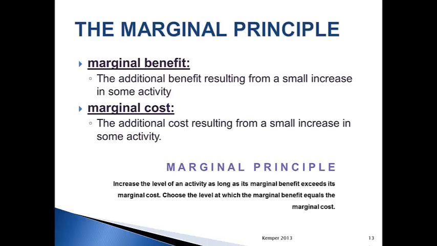Businesses are going to stop at the point where marginal benefit equals marginal cost, because at that point they've maximized their profit. Now you're probably going to hear me say this many times in this class. The goal of the business is to maximize profit. The goal of the consumer, the individual, is to maximize utility. Business, maximize profit. Consumer, maximize utility.